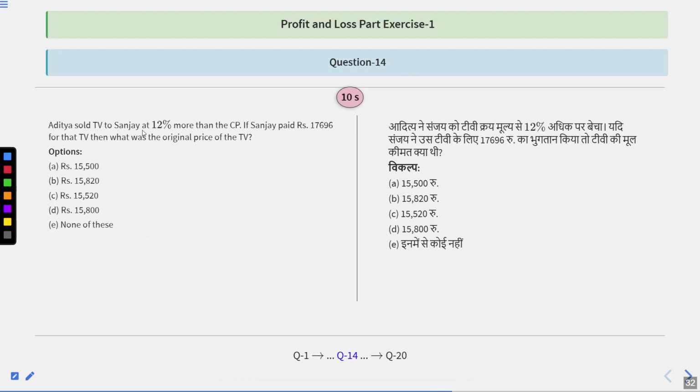Aditya sold a TV to Sanjay at 12% more than the CP. If Sanjay paid 17,696 rupees for that TV, then what was the original price of the TV? You have 5 options and 10 seconds to analyze the question. Your time starts now.